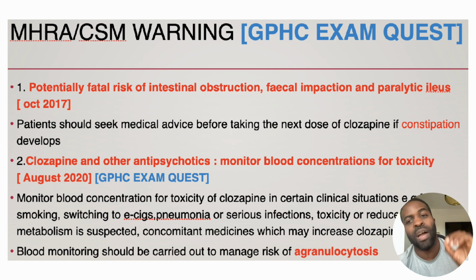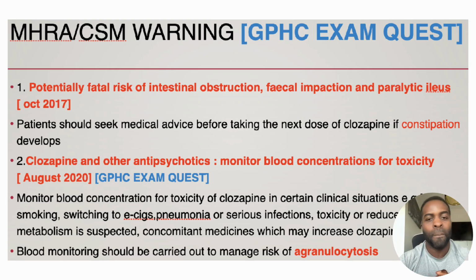So here are the key things I want you to learn, and that get tested in your exam, that have come up in previous exams on clozapine. Number one, you need to know the MHRA warning. Get your BNF, go on to the MHRA warning under clozapine, and learn every single MHRA warning on this drug. It does get tested. So number one, it causes a potentially fatal risk of intestinal obstruction. To make it simple, it causes constipation.